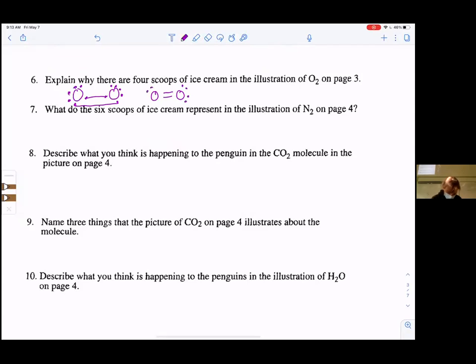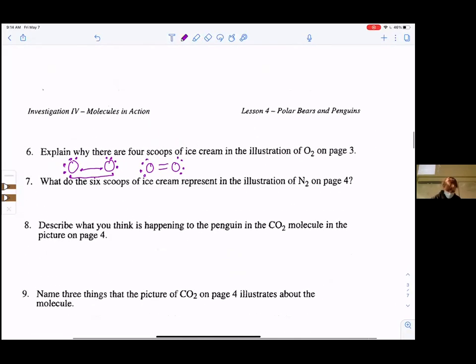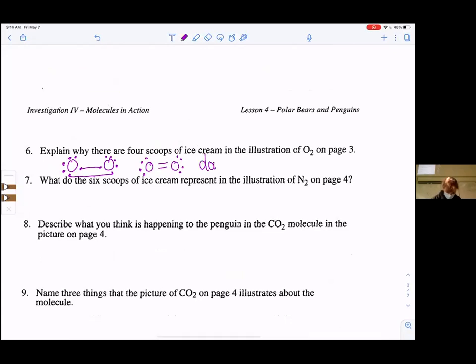And remember, I drew those ice cream scoops out on the side of the polar bear. It's because there's a double bond, and they're sharing 4 electrons. Whoa, they're sharing 4 electrons.